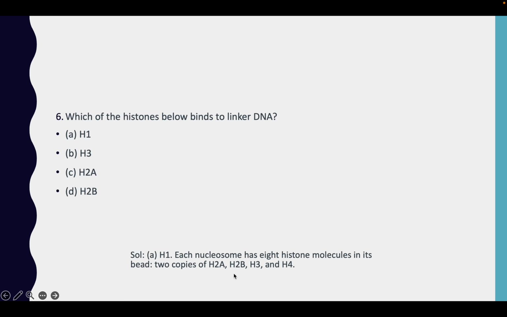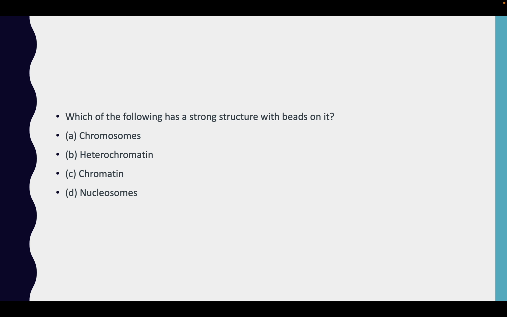Two copies of H2A, H2B, H3, and H4, and H1 is the linker DNA. H1 is the linker histone responsible for binding to the linker DNA between nucleosomes. Which of the following has a strong structure with beads on it?